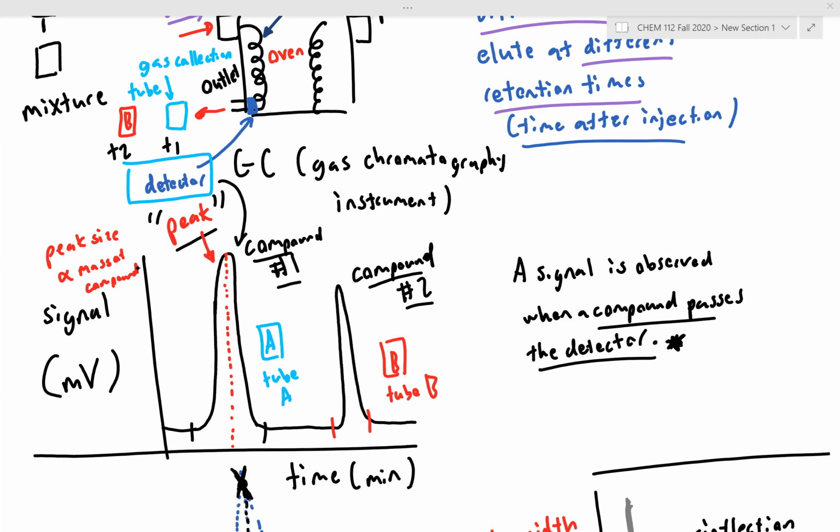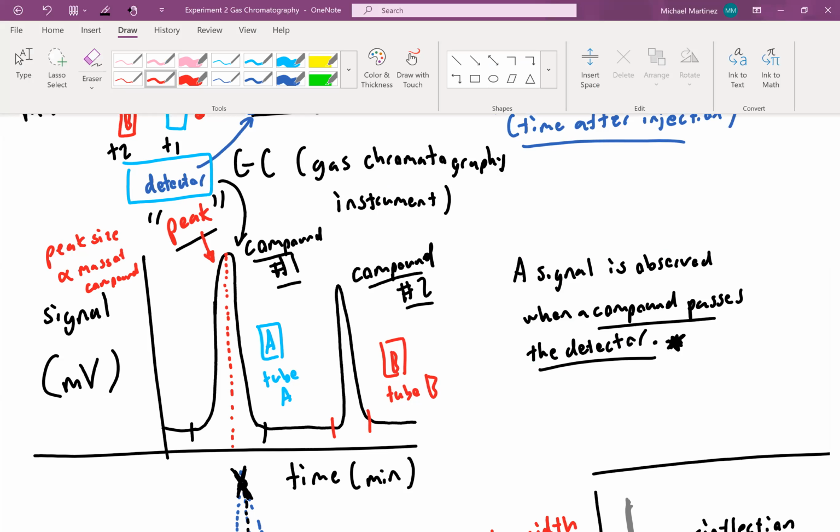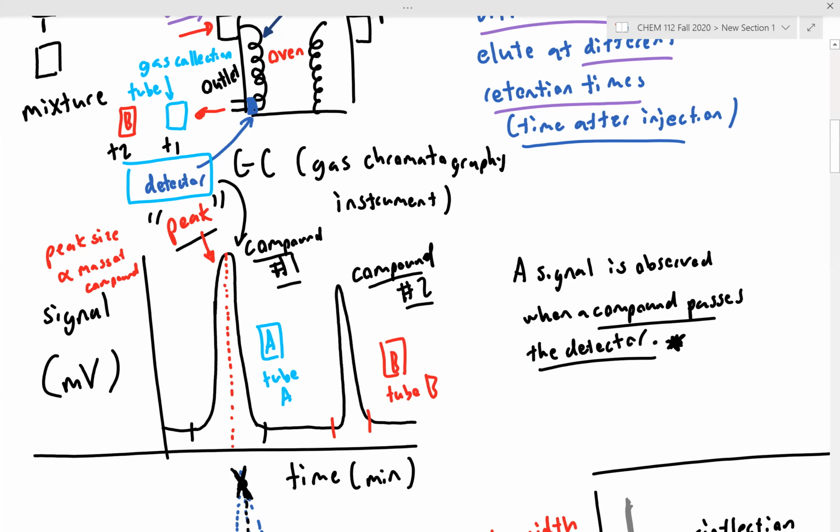So we observe a signal as the compound passes the detector. So in this case, if we have a mixture of two components, such as cyclohexanol and heptanol, we would see two peaks exiting the column at different times. So again, compounds elute through the column at different retention times, which are times after injection, depending on their boiling point and their intermolecular forces. Does this make sense to everyone so far?